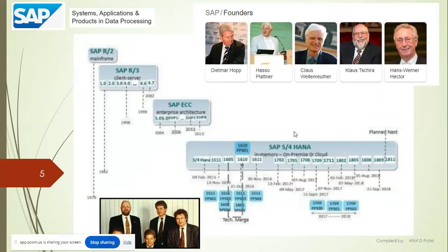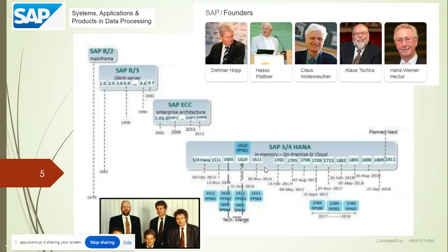Okay. So the significance of S4 here is that R became S and 3 became 4. SAP S4, and they are using a HANA database. That started in 2015 onwards. Then they started releasing the product in the year 2015. This is 1511. 15 is the year and 11 is the month. 1605 is another release, another version.